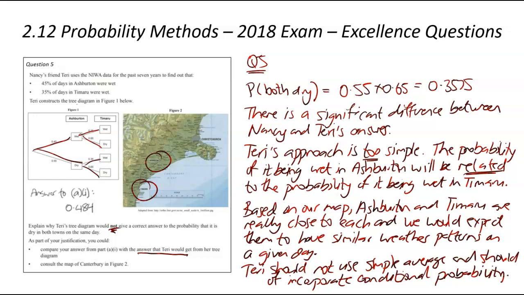Conditional probability. So, yeah, a wordy question comes up at excellence levels from time to time, so make sure you're prepared for them. And that wraps up all the excellence questions from the 2018 exam.